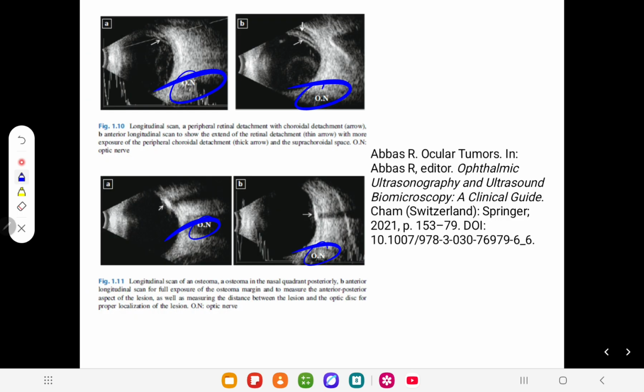Always at the bottom. It's not the optic nerve, I think it's a different thing. Basically, the anterior longitudinal scan shows the posterior margin to measure the anterior to posterior extent of the lesion. Okay, that's a lesion. Fine.